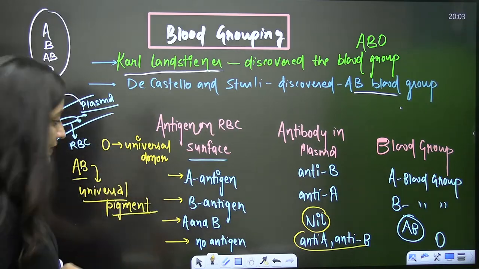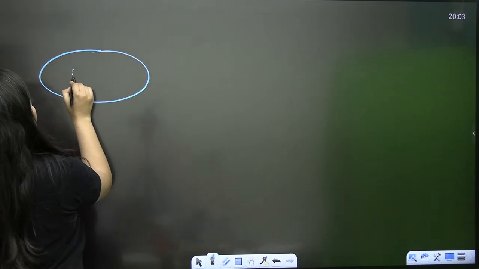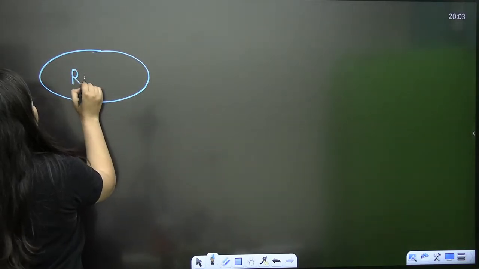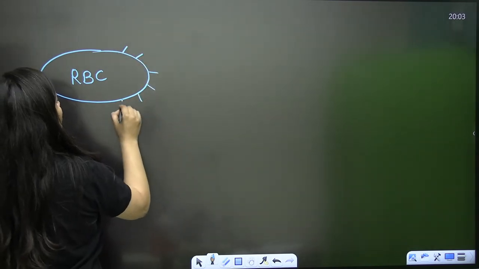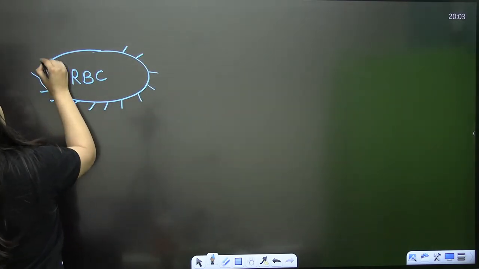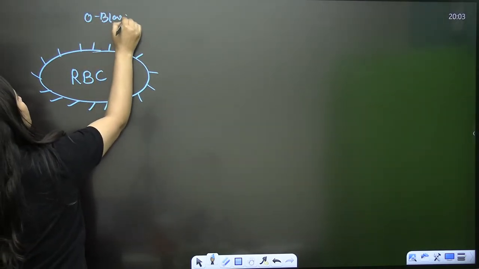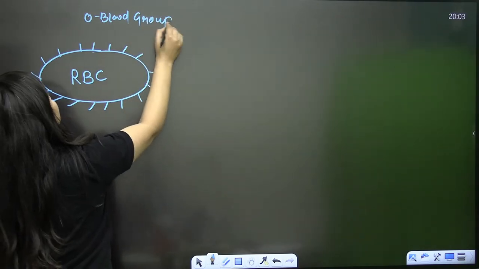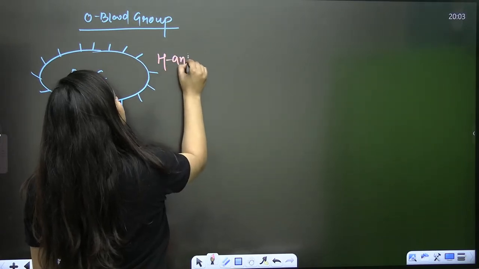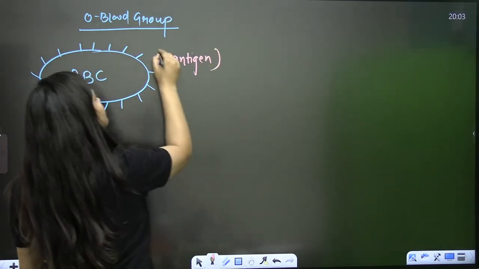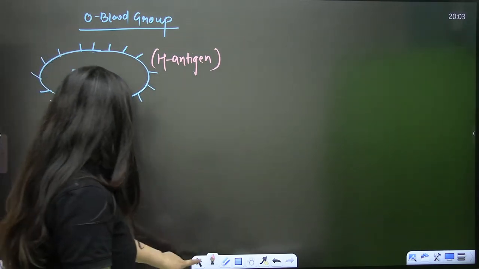Now, a little extra. Actually it's not like that. When I say this RBC is O blood group, we used to say that O blood group means no antigen. But actually it is not like that. There is one basic antigen which is always present, and that is the H antigen.